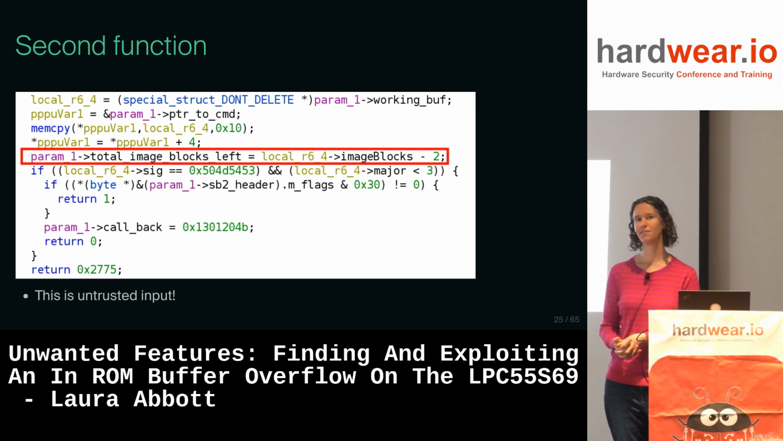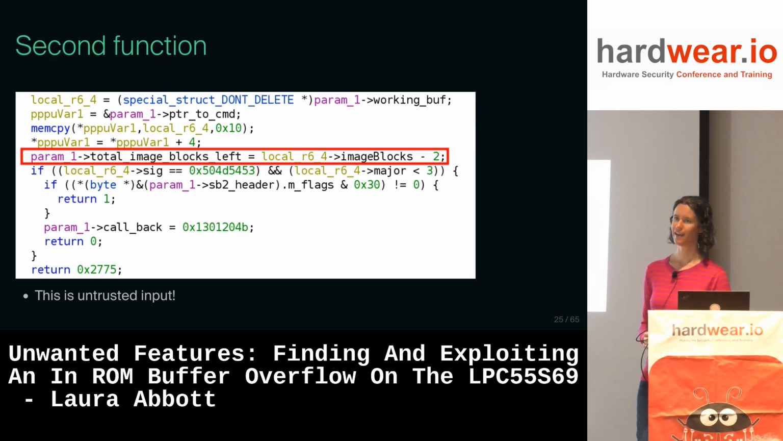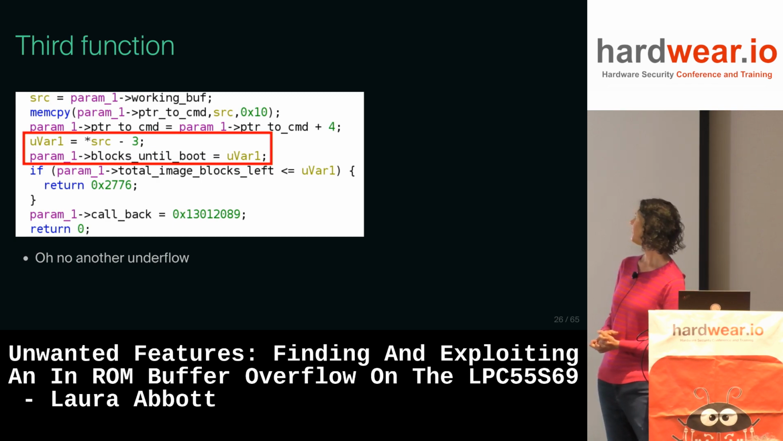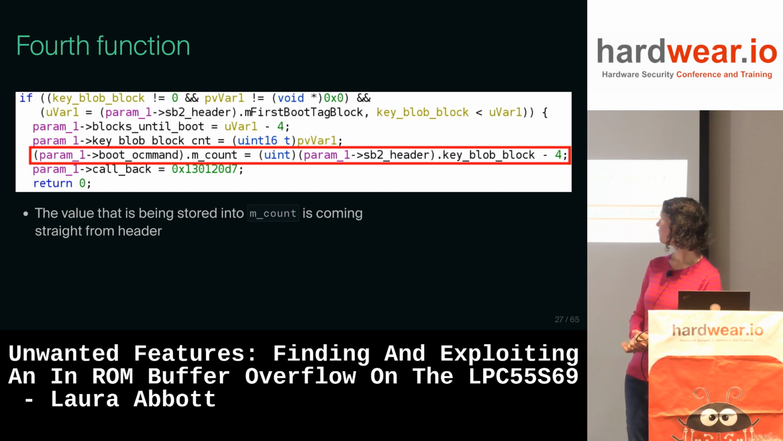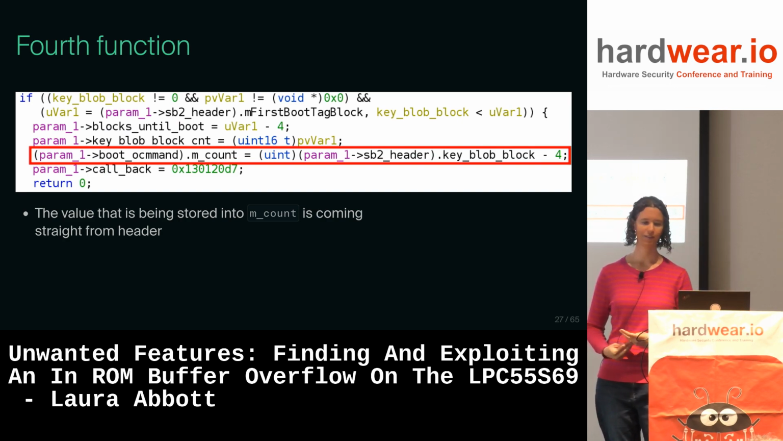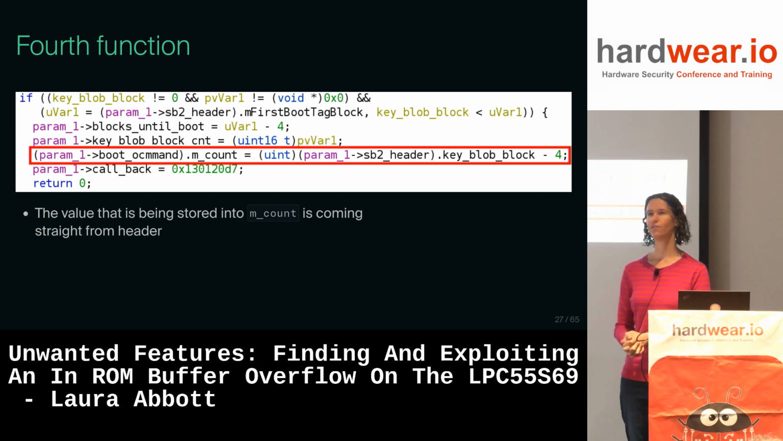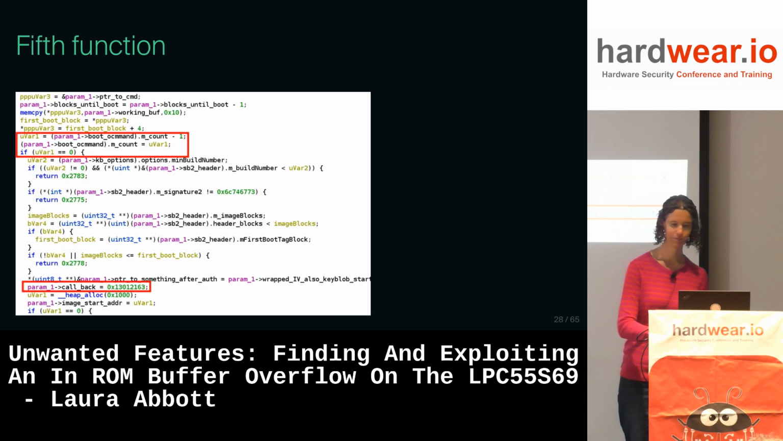I should note, this was one of the first things I found when I started looking at this header, but it didn't really get me anywhere except for later triggering some errors in the error handling code. But again, if you see one integer underflow, it's a good sign that there are problems elsewhere. And we get to the third function, and oh yeah, there's another integer underflow. Whoops. And we get to the fourth function, and okay, there's an integer underflow, but also importantly here, this value that's being stored is again coming straight from the header and is untrusted input.